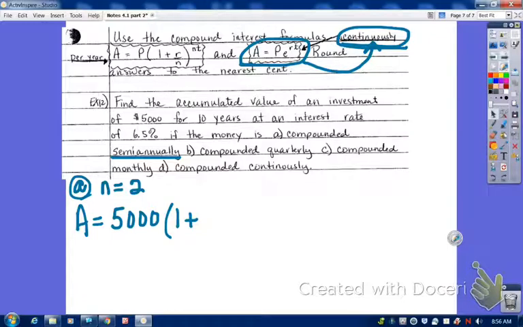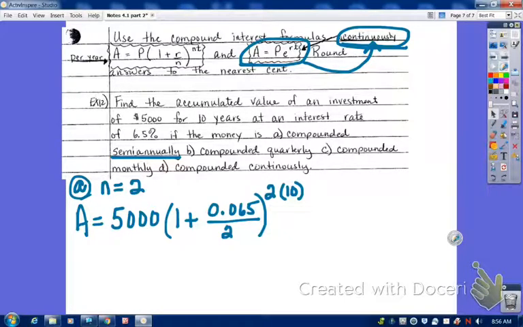So you have to remove the percent sign, and that changes it to 0.065 divided by n, which is the number of times a year that they're collecting the interest. This one says semi-annually, so that is 2. And then the formula says n again, so that would be 2 times the number of years you can leave your money in the bank, and that's going to be 10.